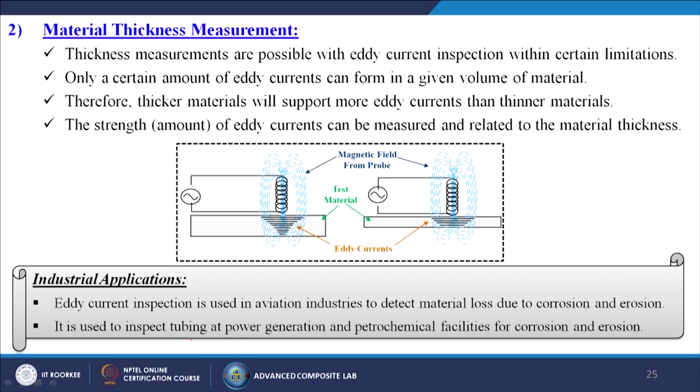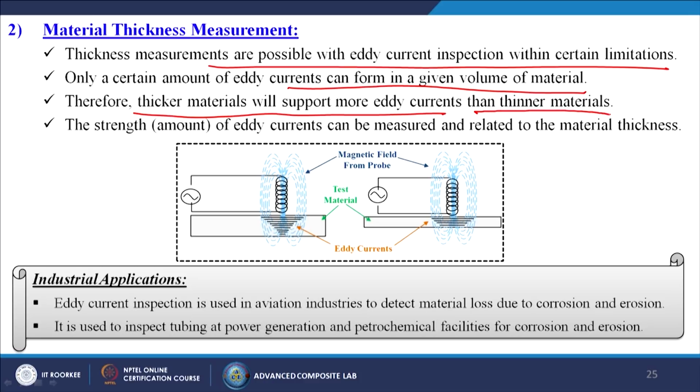Material thickness measurement. Thickness measurements are possible with eddy current inspections with certain limitations. Only a certain amount of eddy currents can form in a given volume of material. Therefore, thicker materials will support more eddy currents than thinner materials. The strength of eddy currents can be measured and related to the material thickness.